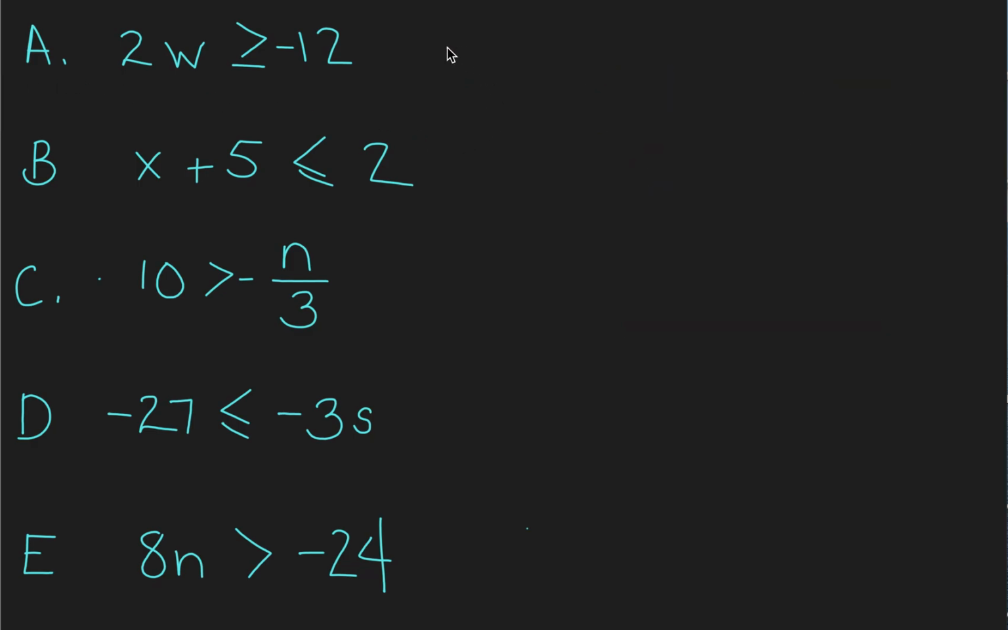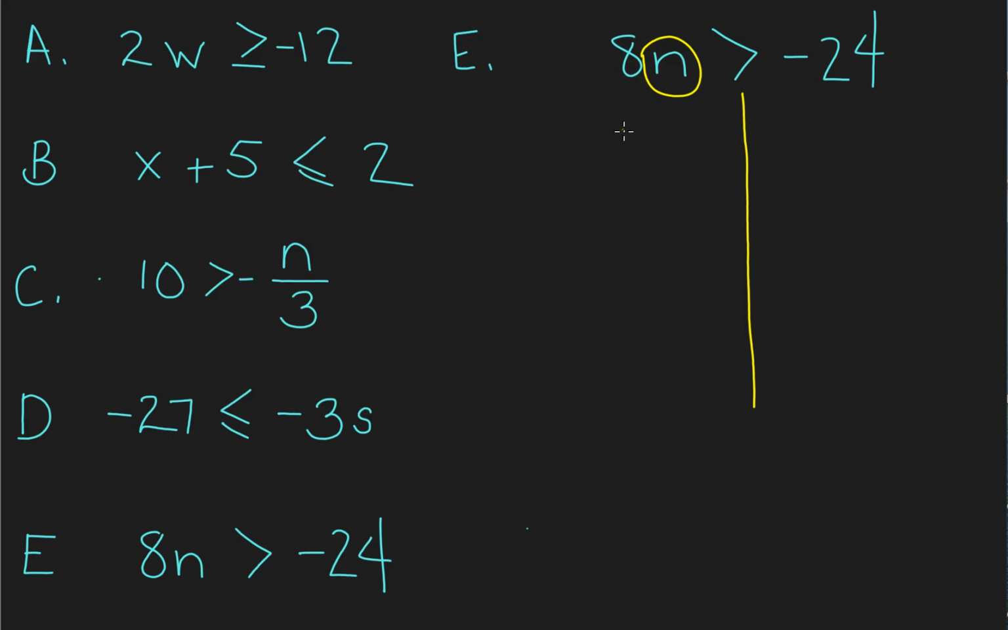And our last example, E. We have 8n is greater than negative 24. So we again break our problems in two parts. Make sure that we remember what we're trying to do is isolate that n. In order to isolate the n, I'm going to do the opposite operation. So the opposite of times 8 is divide by 8.